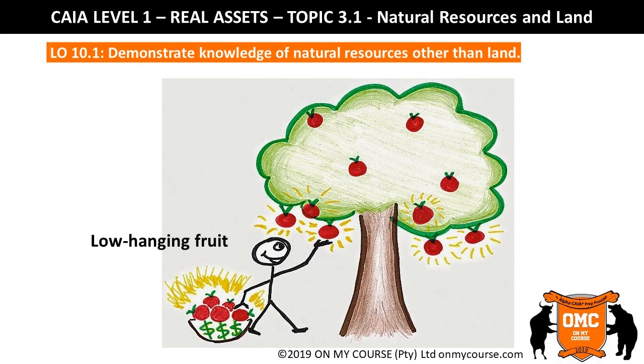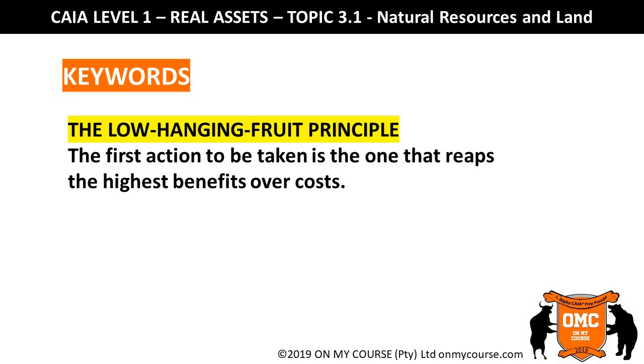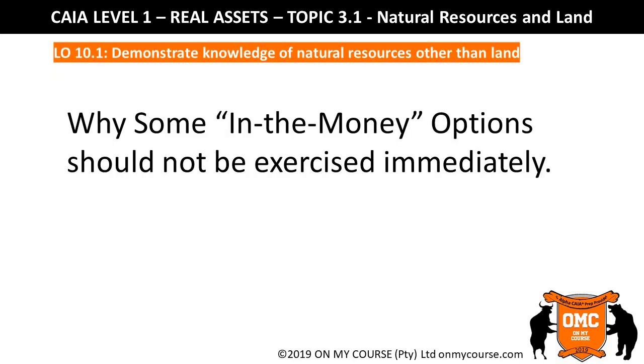So the former mine offers far better opportunity when considering benefits or receivables over costs or deliverables. This is the low-hanging fruit principle, which states that the first action to be taken is the one that reaps the highest benefits over costs. Thus, the order in which natural resource properties are developed should be based on this principle. So why are some in-the-money options not exercised immediately? You can see from the example just discussed that both mines might have been in the money, but there are good reasons why some in-the-money options should not be exercised immediately.